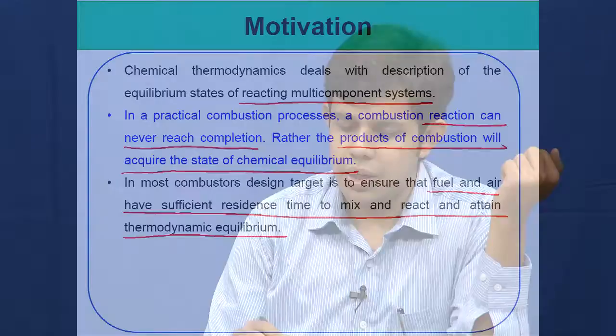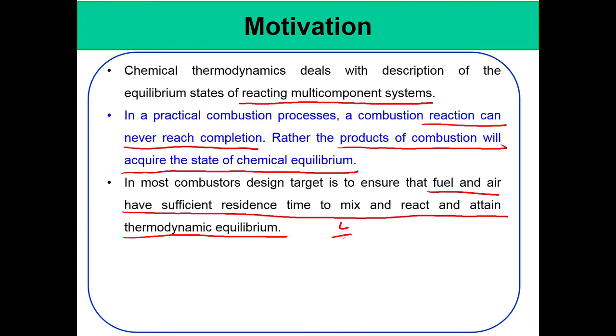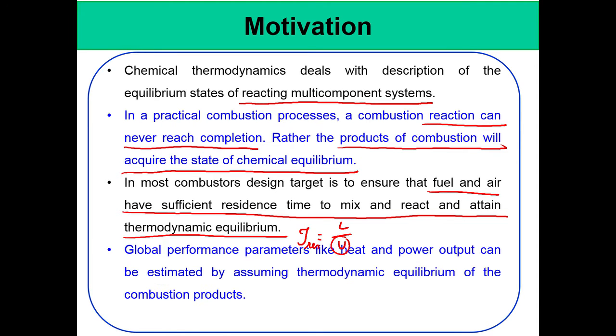For example, in a gas turbine combustor, your flow residence times are large. Flow residence time you can simply obtain as the length of the combustor divided by the mean airflow speed of the fuel-air mixture inside the combustor. Now, in a gas turbine combustor this is large. In a scramjet combustor this can be very small, because U is very large. So, in a scramjet combustor you may not have thermodynamic equilibrium, in a gas turbine combustor you may or may not have it, but the target is to ensure that it is reached.